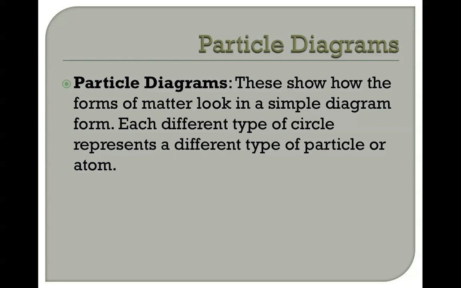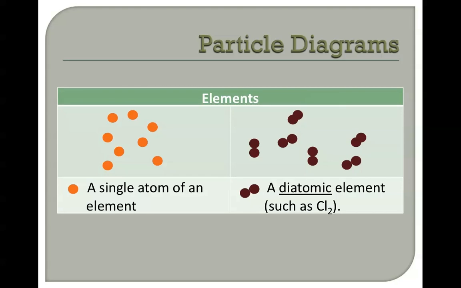So first off, particle diagrams. This is basically how forms of matter look in a simple diagram form. Now each type of circle or symbol is going to represent a different type of particle or atom depending on what we're looking at. So here are some examples of an element. You'll see that each sample has the same type of atom throughout. That's what makes it a substance.